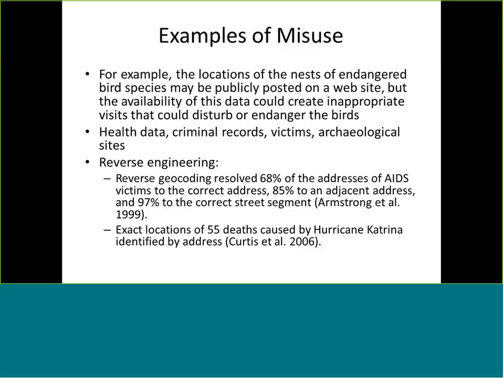Another good example is a study by Curtis in 2006, in which the exact locations of 55 deaths caused by Hurricane Katrina were identified by street address from aerial photography. I'd argue that's also a violation of privacy.